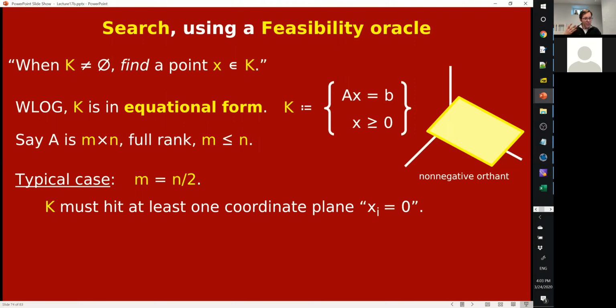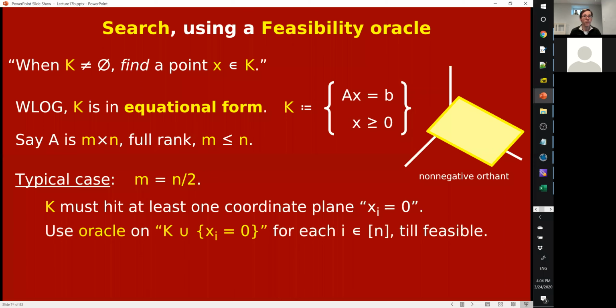So again, by this reasoning we talked about before, if K is feasible, then not only does it have to pierce the non-negative orthant, it has to hit at least one coordinate plane, xi equals 0. It could be parallel to a coordinate plane, but it cannot be simultaneously parallel to all of them. So there must exist a coordinate plane, xi equals 0, which is consistent with K. You intersect K with this coordinate plane, and you still get a non-empty K. Now, the point is, you can use your oracle to find such an i.